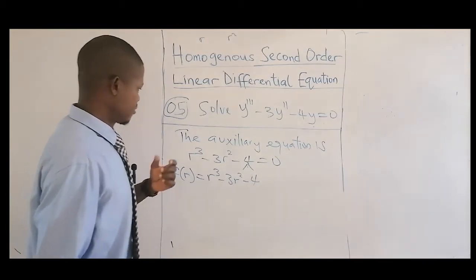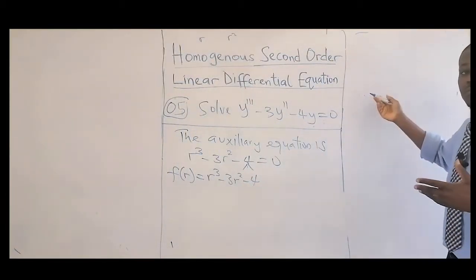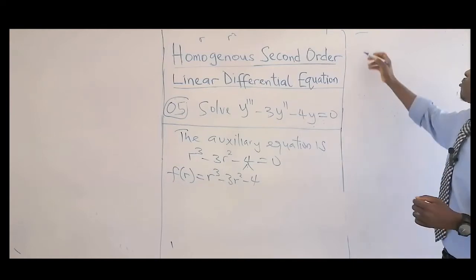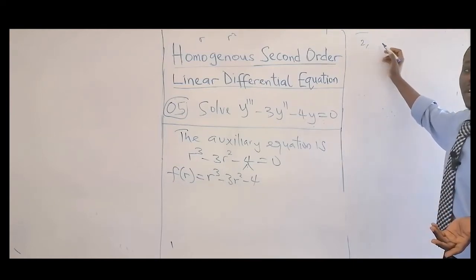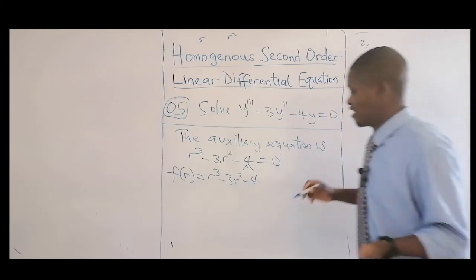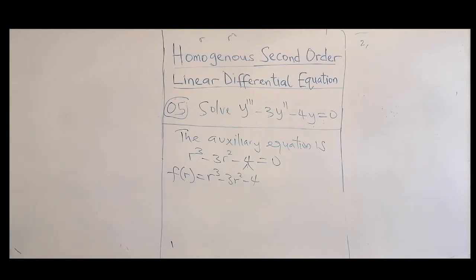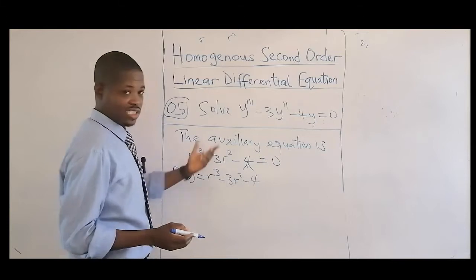Okay, so factors of 4 could be 1. 1 is there, 1 times 4. 4 is also a factor. 2 is also a factor. Minus 2 times minus 2, minus 2 is also a factor. Okay, so let's begin to experiment with values. Let's check with the smallest factor.